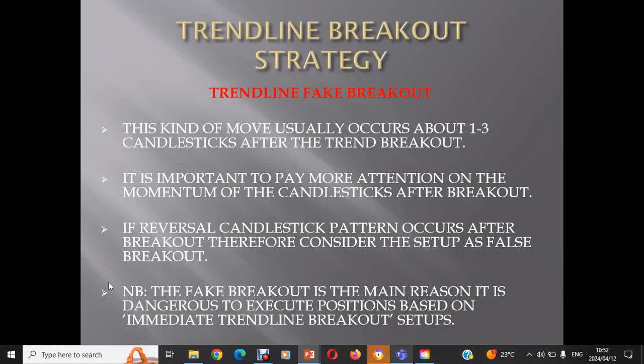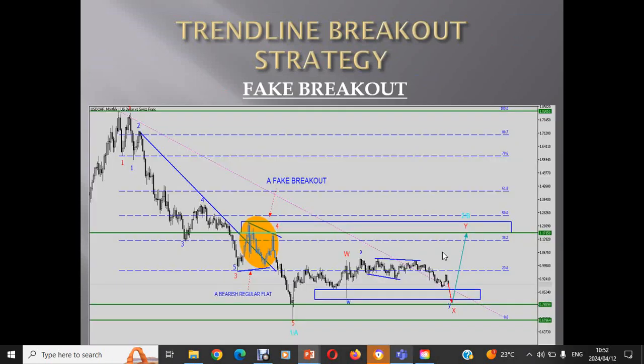Then moving to the third point, if a reversal candlestick pattern occurs after the breakout, therefore consider the setup as a false breakout. So this point, guys, is very important, and I will demonstrate to you what it means. So here, traders, after the breakout, let's use this chart. After this breakout, you can see that the market, instead of forming a strong bullish candlestick, formed a bearish engulfing candlestick pattern.